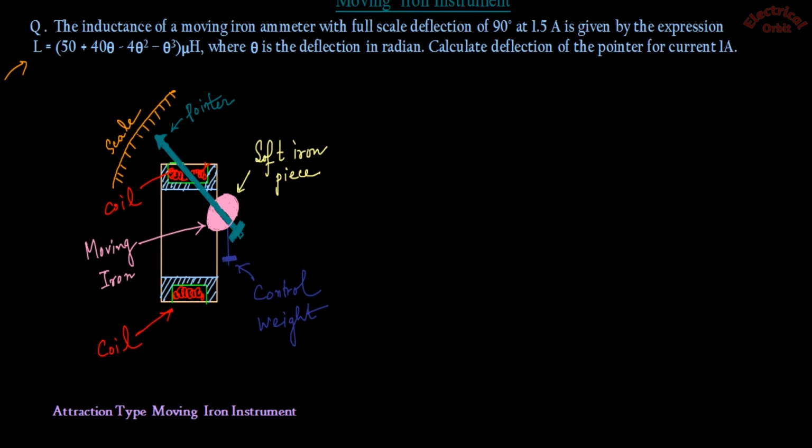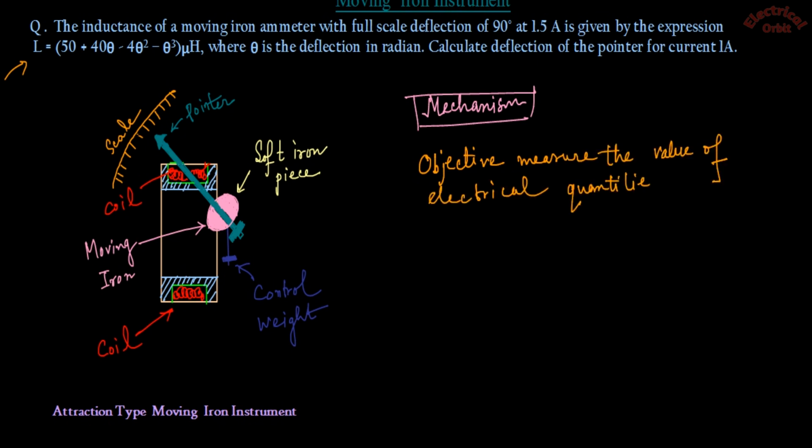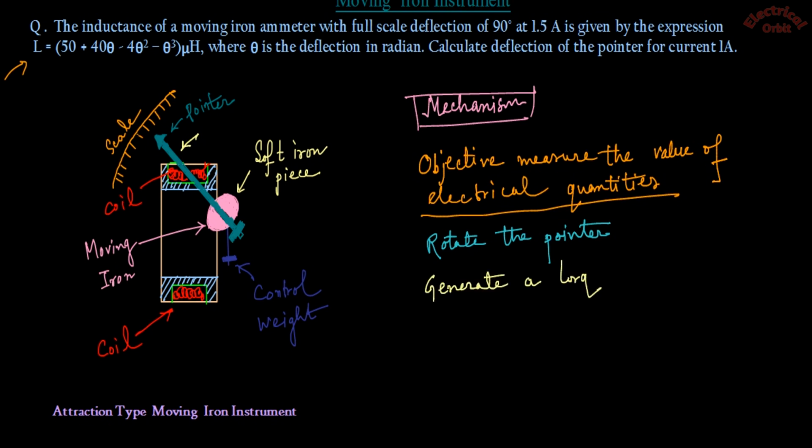Now let us discuss the mechanism of the attraction type instrument. See, what is our objective? Our objective is to measure the value of electrical quantities. For that, what do we really need to do? We have to rotate the pointer, this pointer. How could we rotate that? If we can generate a torque.